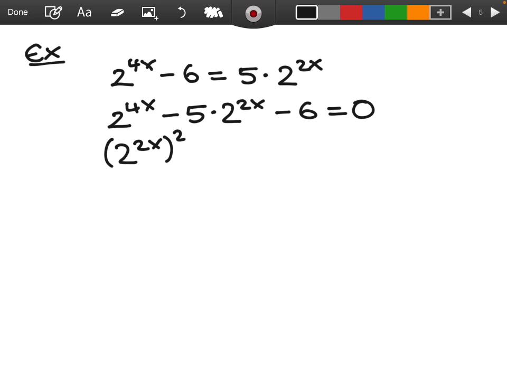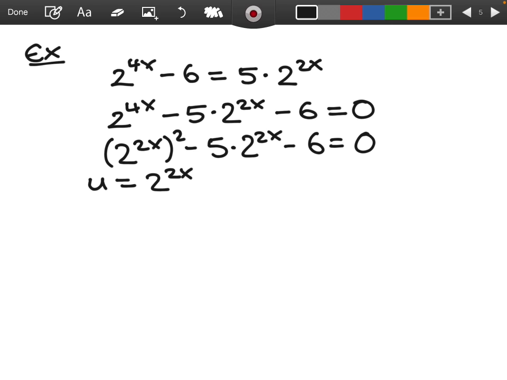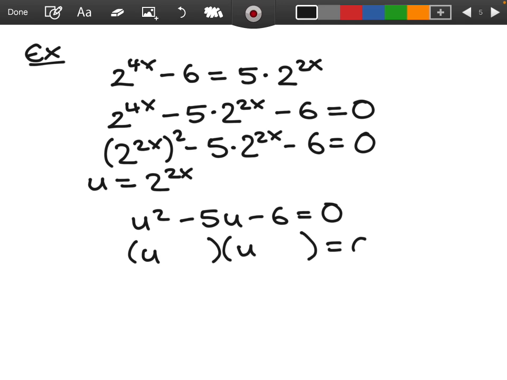So that's going to be 2 to the 2x squared. Remember, you're going to multiply the powers. Whenever you take something to the power and then to the power of something else, you just multiply the powers. Minus 5 multiplied by 2 to the 2x minus 6 equals 0. So my substitution here is going to be u is equal to 2 to the 2x, leaving me with u squared minus 5u minus 6 equals 0. So doing that factoring tells me that I'm going to have negative 6 and plus 1. So I've got either u is equal to 6 or u is equal to negative 1.